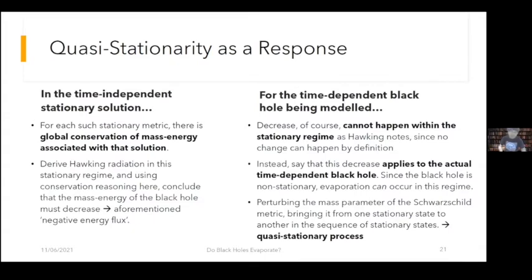So how do we do that? There's no mechanism for changing the mass. So we just perturb it, we just change it manually, basically. And we just say, well, it goes from one stationary state to the next stationary state.